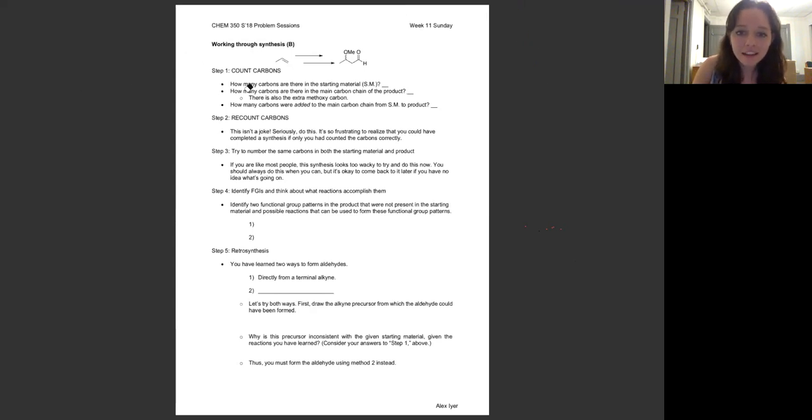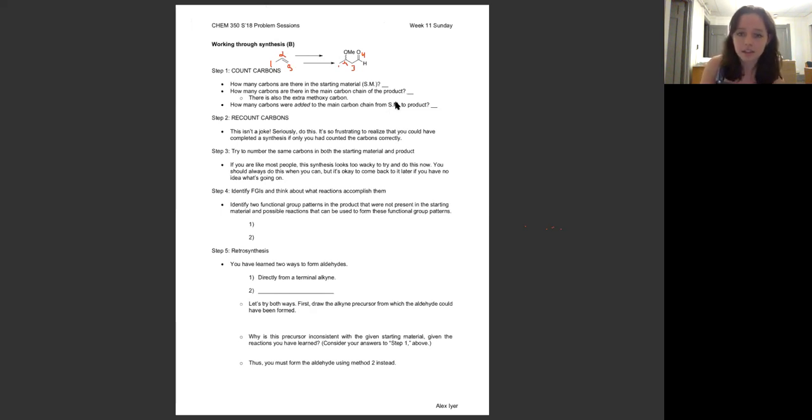I'm trying to figure out how to count carbons because of my little annotation, but there we go. Okay, so in my starting material, I have 3 carbons. In my product, I have 1, 2, 3, 4 carbons. So that means I need to add 1 carbon. And then technically 5 for the extra methoxy carbon.